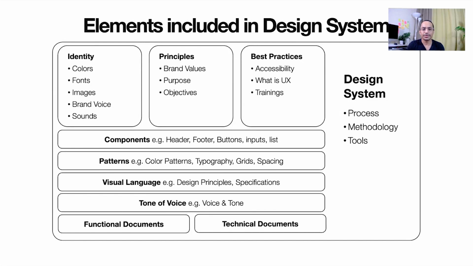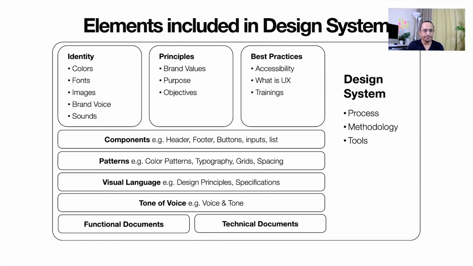So that's included. Along with that, as I said, brand values, the purpose, the objective: why this design system was created, what the objective is, how and where this can be used, all those things. It also includes some best practices related to accessibility and user experience, and some training manuals also. Fine. It also includes other things like components, different components. Components could be the header, footer, buttons, inputs, lists, a lot of different components, right? Patterns could be like color patterns, typography, grids, spacing, everything is defined in this.